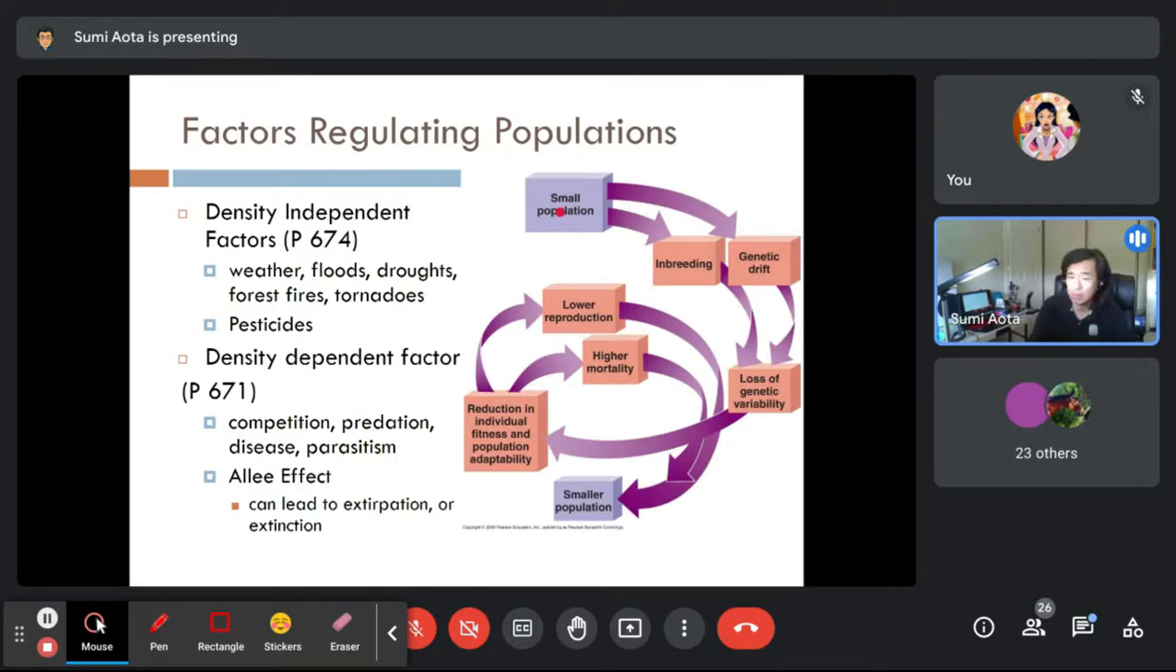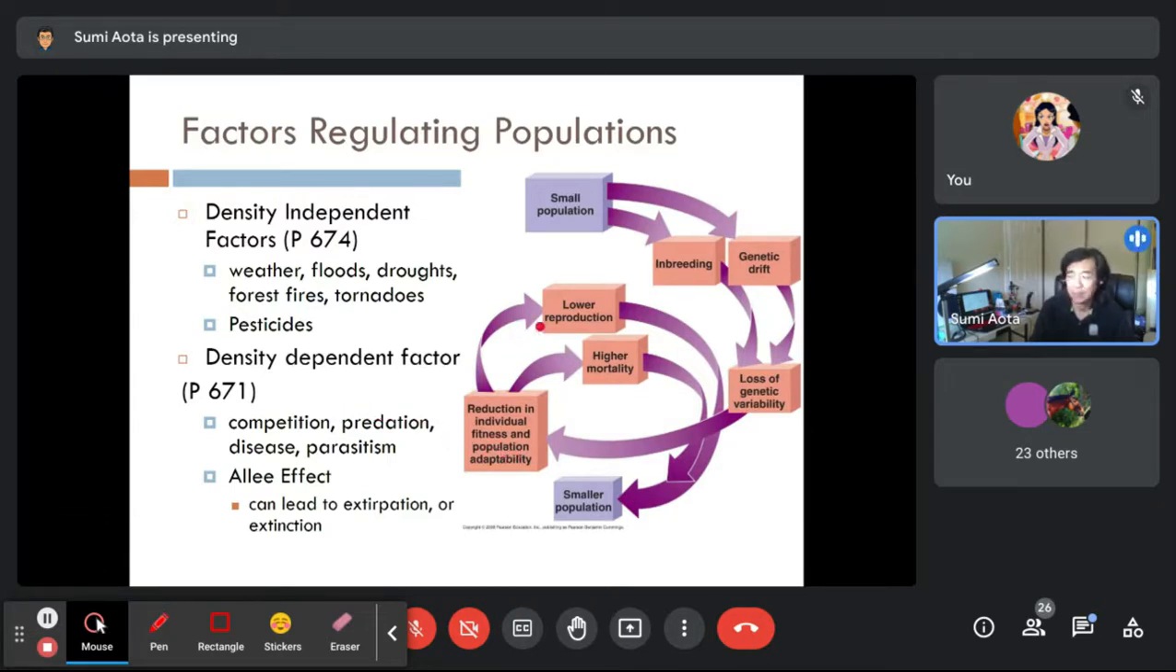If you have a small population, okay, there's going to be inbreeding and genetic drift in that population, mainly because it's small, right? So the members of the population are going to breed with each other, and there's going to be random genetic variation just because the population is small. Because of these two factors, there's going to be a loss of genetic diversity. That loss of diversity causes a reduction in fitness, and the population is no longer as adaptable.